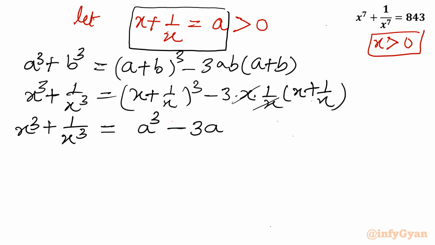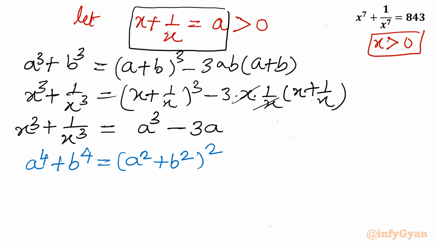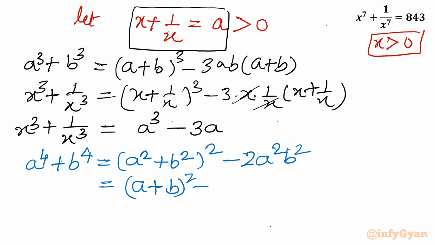Now let us consider the power 4. So I will be writing here a power 4 general formula plus b power 4. I can write a square plus b square whole square. Done. What is extra? 2a square b square. Take away. So minus 2a square b square. Again we can write a square plus b square as a plus b whole square. Now minus 2ab I need to do in the bracket. So whole square is there. Minus 2a square b square.